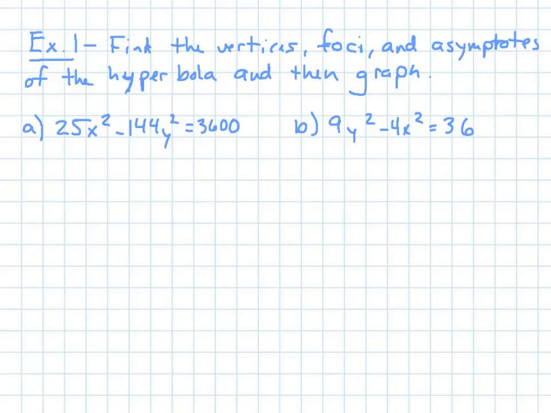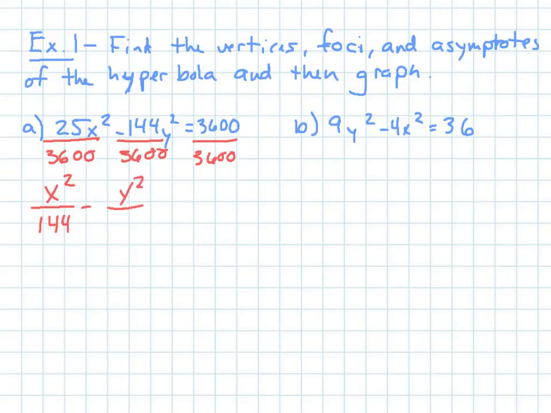Okay, so example 1, we say find the vertices, foci, and asymptotes of the hyperbola and then graph. Just like with the ellipses, if they're not in the proper form, so if your right side does not equal 1, then you need to divide by that number on the right so that it is in the proper form. So we're going to divide by 3600 here, and then x squared will be over 144, and then minus y squared will be over 25. And then 3600 divided by 3600 is 1. Okay, so now we're in the proper form, and now we can figure out what our values are.